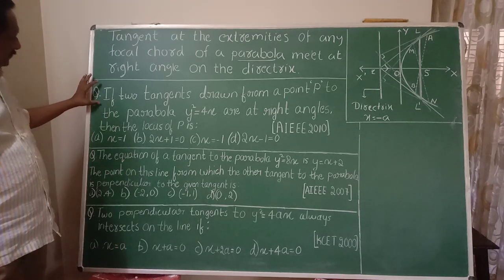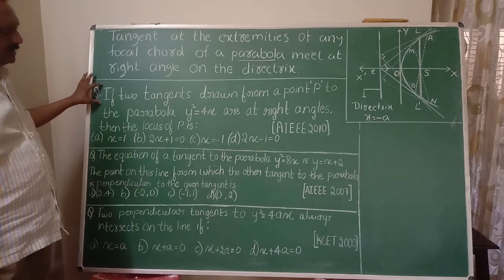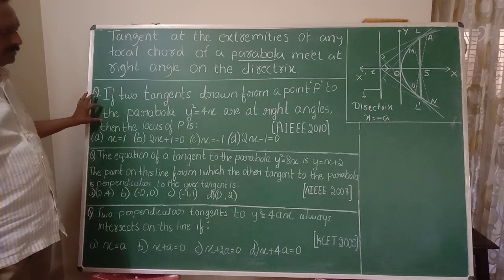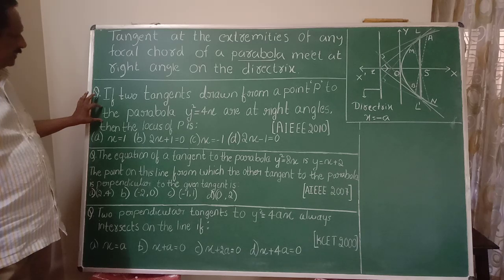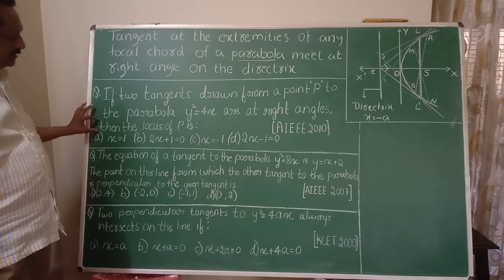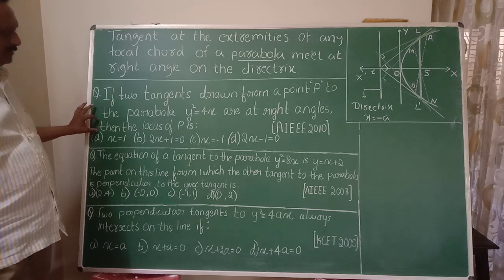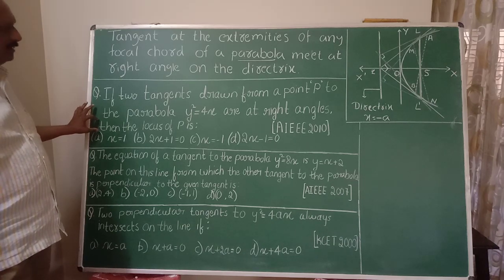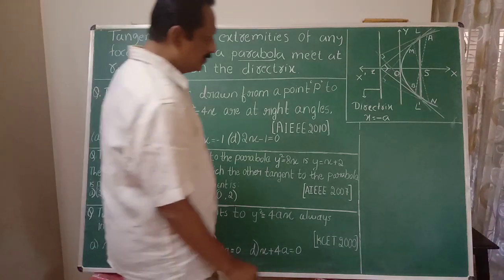In this example, if two tangents are drawn from a point P to the parabola y square equal to 4x at right angles, then what is the locus of the point P? Okay, the locus of the point P is what? Just observe here.